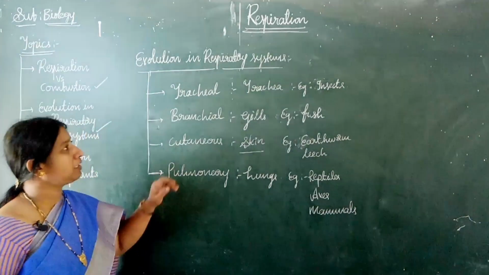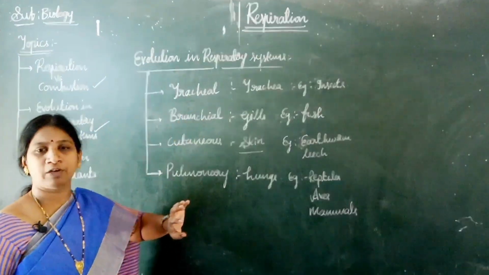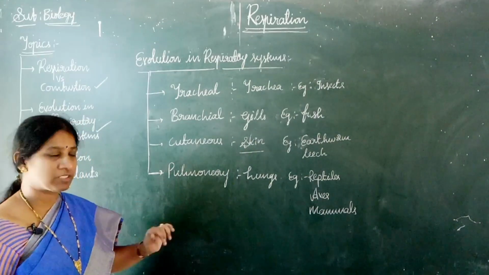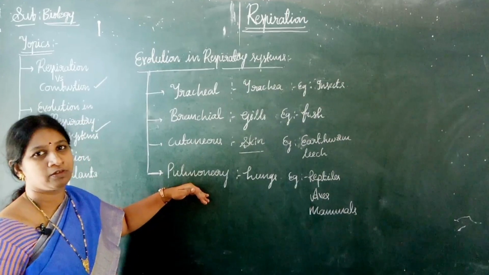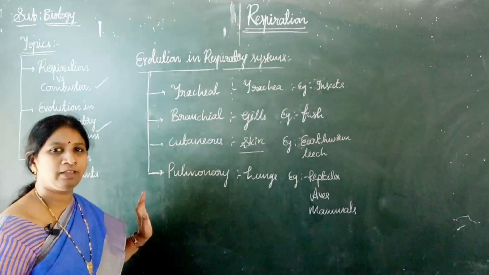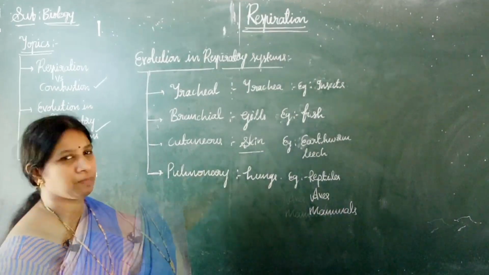So based on the availability of water, based on their size, and based on their circulatory system, these are the 4 types of respiratory systems. One is tracheal, bronchial, cutaneous and pulmonary. So let us see one by one now.